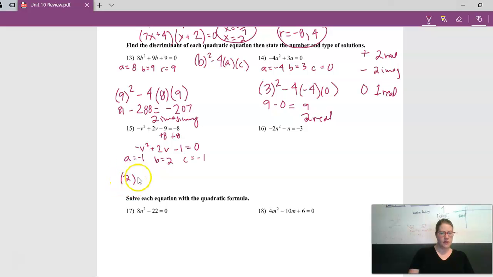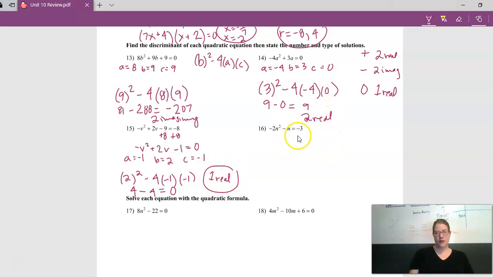So B squared would be 2 squared minus 4 times A times C. So 2 squared is 4. I'm subtracting here, but I have 4 times -1 times -1. Because here I'm multiplying a negative times a negative, and then I'm also multiplying it by -4, this is going to end up being a -4. So -4 times -1 is +4, but then +4 times -1 gives me -4. So 4 minus 4, which is 0. So when my discriminant ends up being 0, that means I have one real solution. So it's one real repeat solution, right?